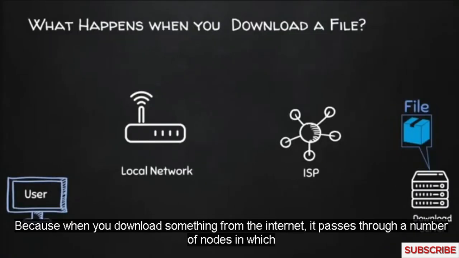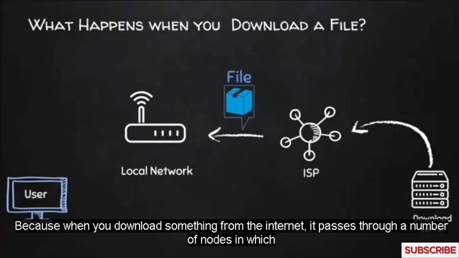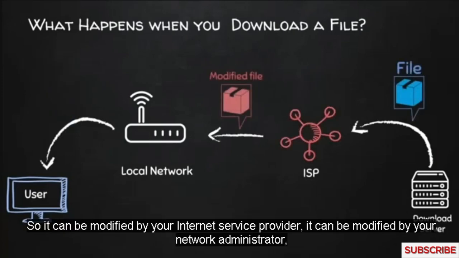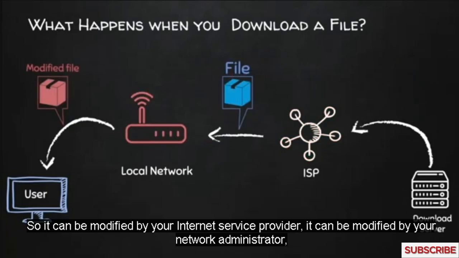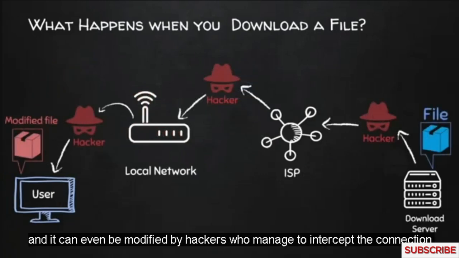Because when you download something from the internet, it passes through a number of nodes in which it can be modified. So it can be modified by your internet service provider, it can be modified by your network administrator, and it can even be modified by hackers who manage to intercept the connection.